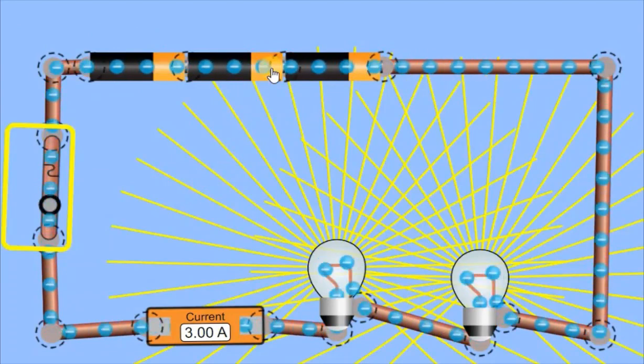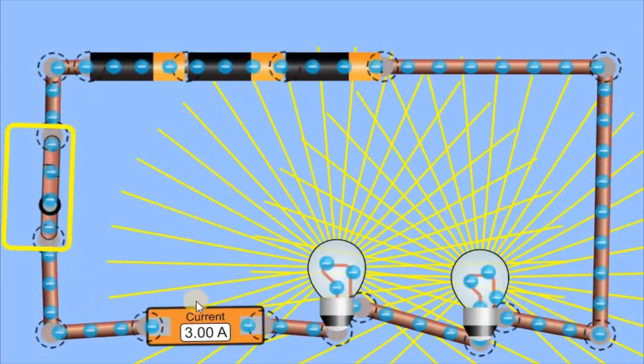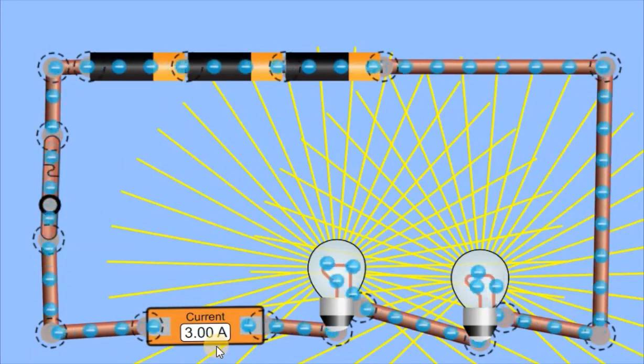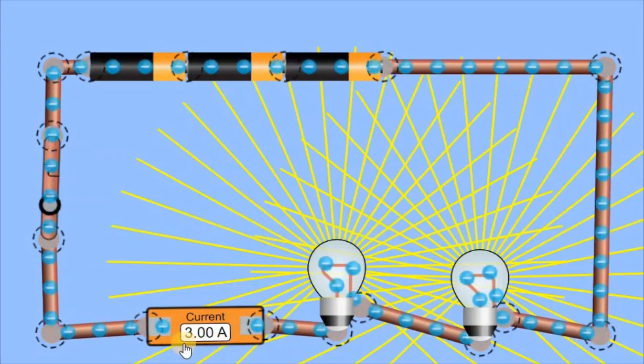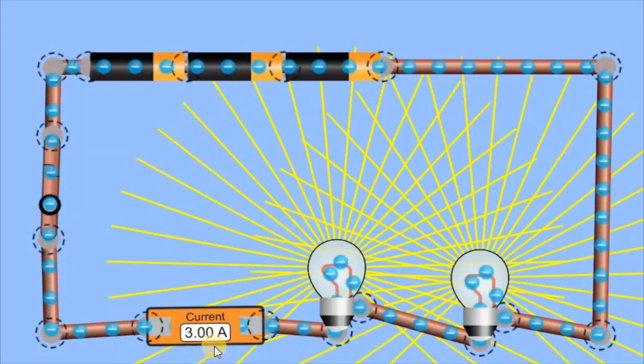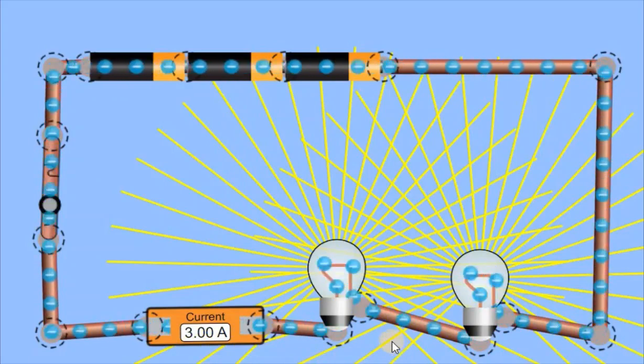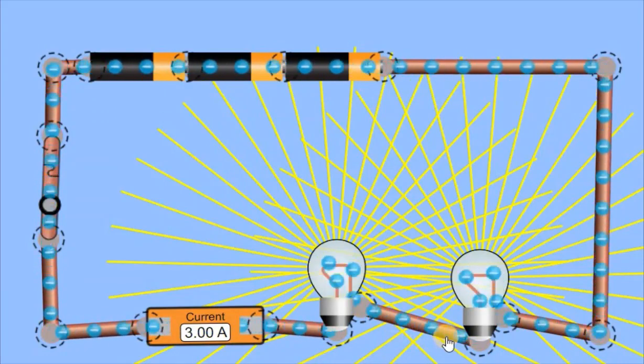Right, now we can see the charges are really moving fast. Looking at the ammeter tells us it has a reading of 3 ampere. So there's 3 coulombs of charges moving through the circuit every second. And there's quite a lot of light energy coming off in each one of the 2 bulbs.